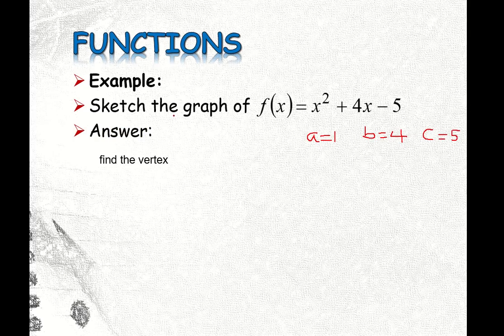First you need to find the vertex. How to find the vertex? We have to use the formula: negative b over 2a for the abscissa, and for the ordinate, 4ac minus b squared over 4a. Substituting the values, you'll get negative 2, negative 9. This is an ordered pair for our point, which is the vertex.